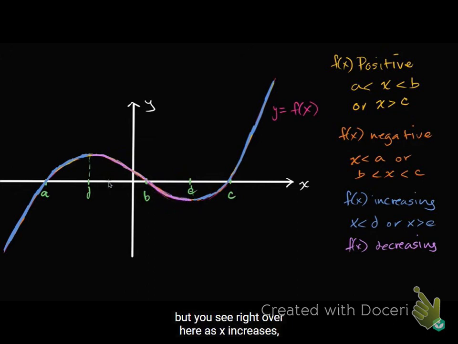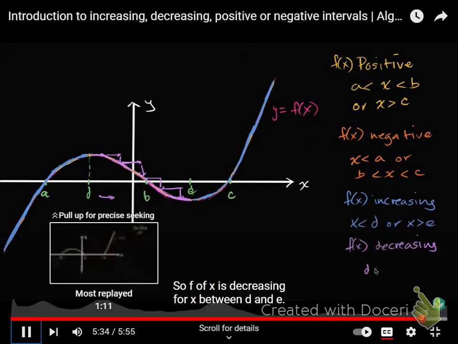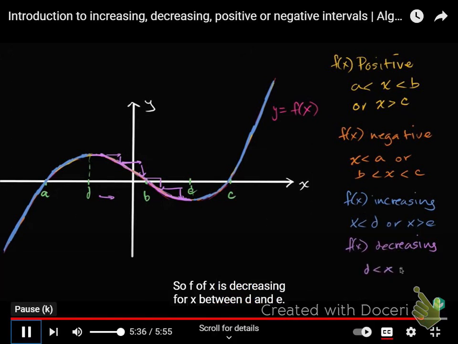But you see right over here, as you increase your x, what's happening to your y? If you go from this point and you increase your x, what happens to your y? Your y has decreased. You increase your x, y has decreased, all the way until this point over here. So f of x is decreasing for x between d and e.